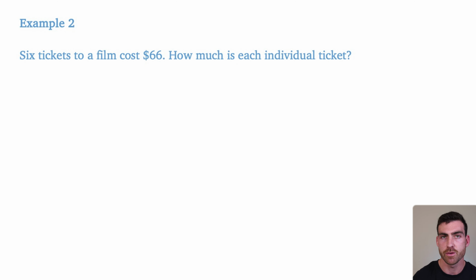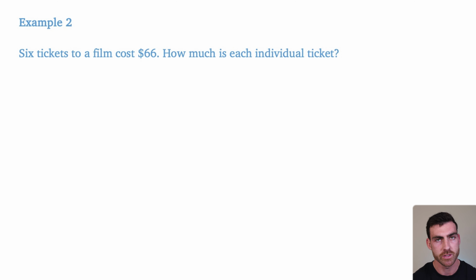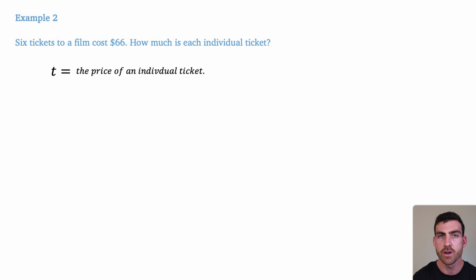Example 2. 6 tickets to a film cost $66. How much is each individual ticket? We use the variable t to represent the unknown value of each ticket. Setting up the equation, the total cost is $66. We write this as equals 66.